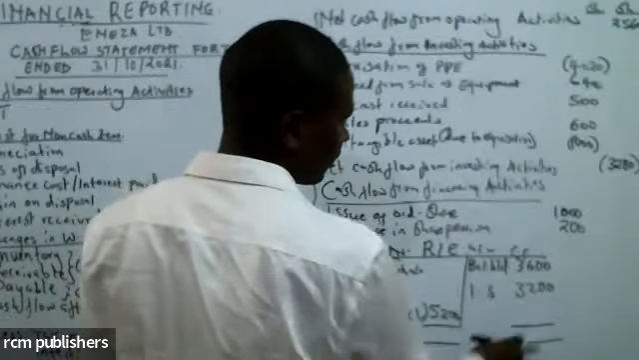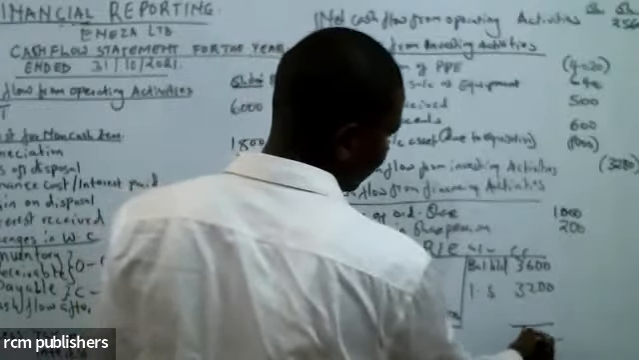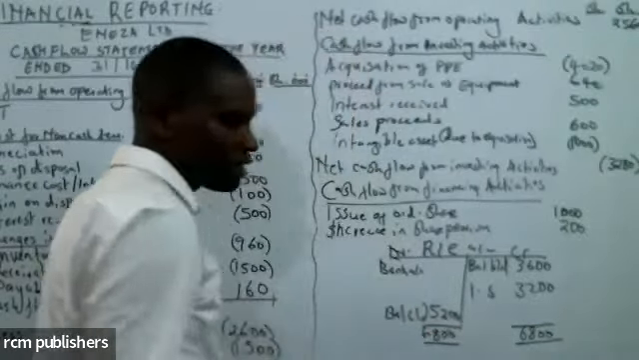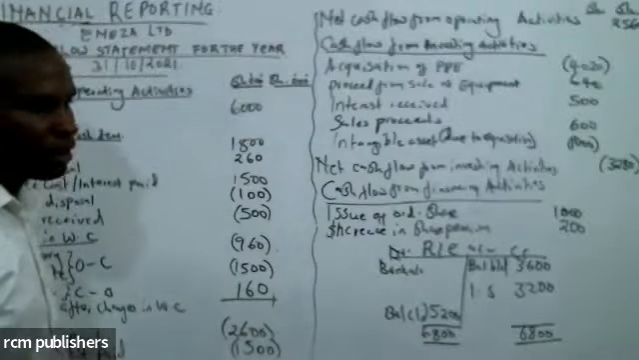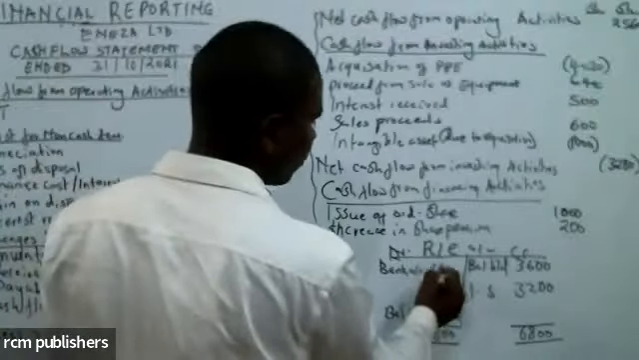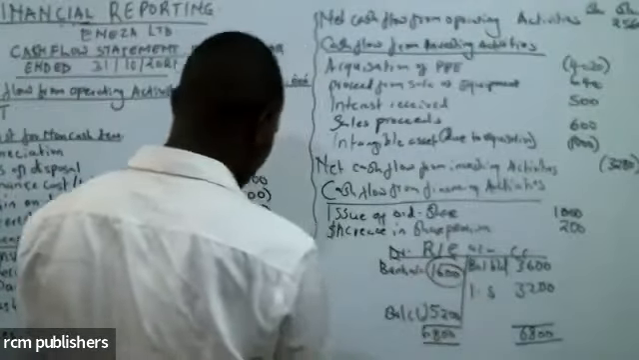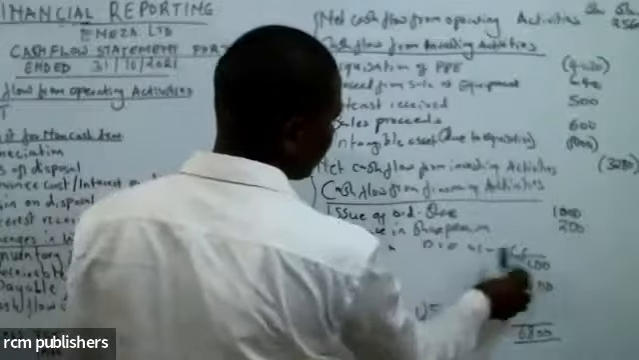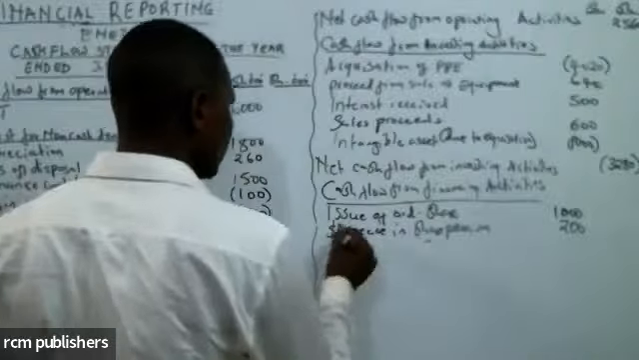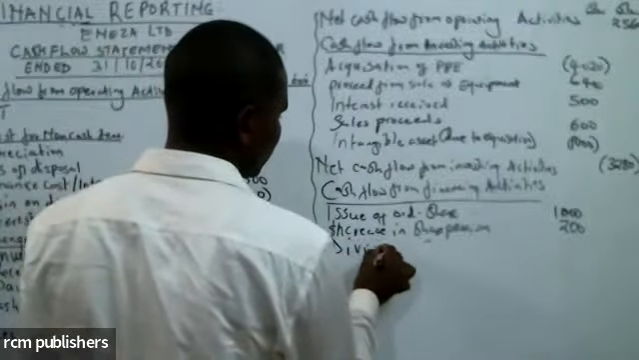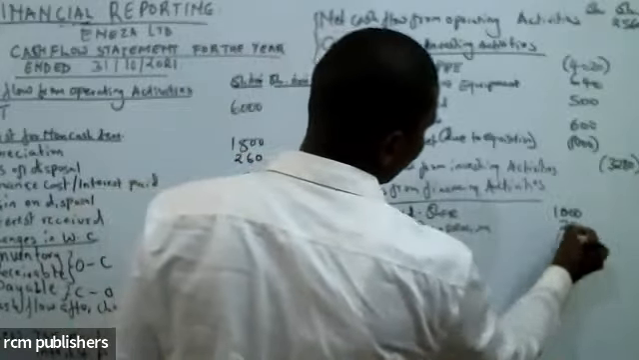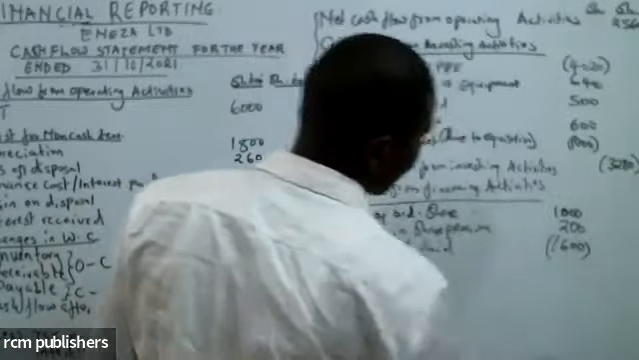So what is the total hapa? Inakuwa 6,800. So what is the balancing figure? What is the dividend paid? Na ndio balancing figure hapo 1,600. So you see that if you're not given the dividend paid, you are able to use retained earning to get it. So dividend paid was 1,600. And that one, if it was paid, it is an outflow.